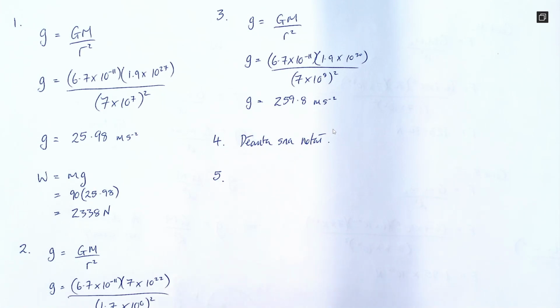Now, prove that the acceleration due to gravity g_d at a distance d from the centre of a planet of mass M and radius R is given by g_d equals G M over d squared.